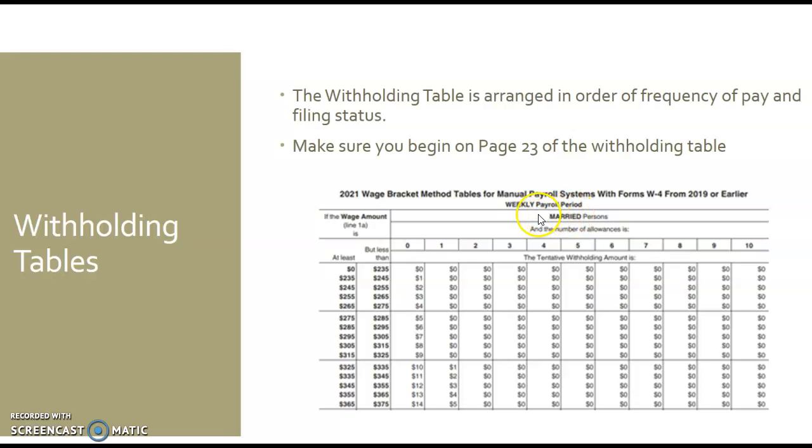And also it's arranged in order of filing status. So make sure that you're using the correct filing status, single, married, because you'll have the wrong tax rate if you don't. And also the number of allowances that a person chooses. The table shows from 0 to 10, so make sure you are using the correct number of allowances in your pay also.